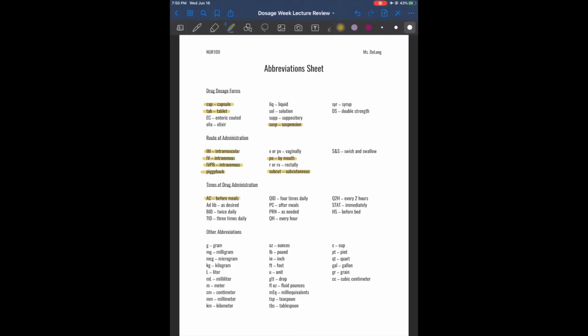Times is really going to be AC, BID, TID, QID, PRN, Q blank hours. In this case, Q2H is every 2 hours, but you could see Q6H, which would be every 6 hours. Stat, and then HS. As far as your other abbreviations, they're all really important to know. Some major ones that I saw people had issues with on the quiz: GTT, drop, MEQ, which is milliequivalents, GR, which is grain.